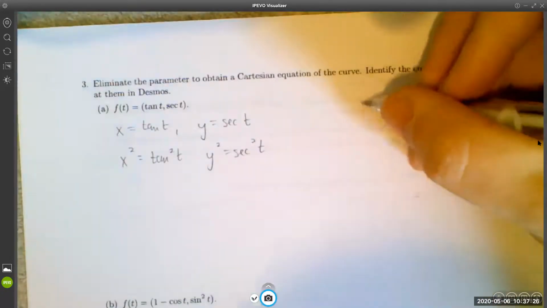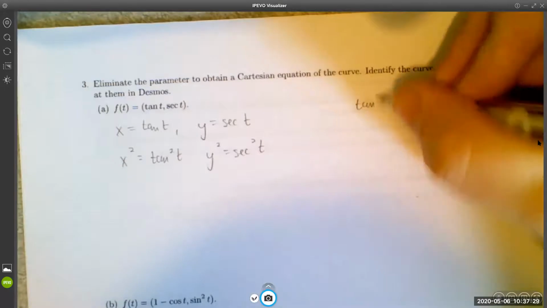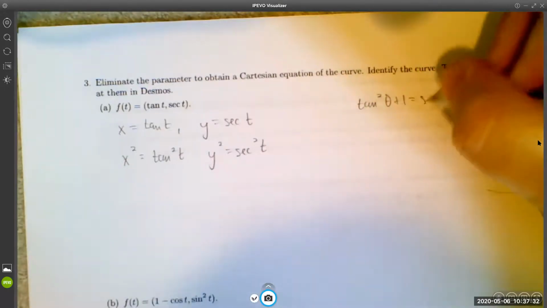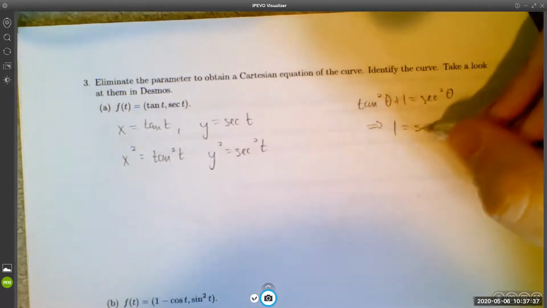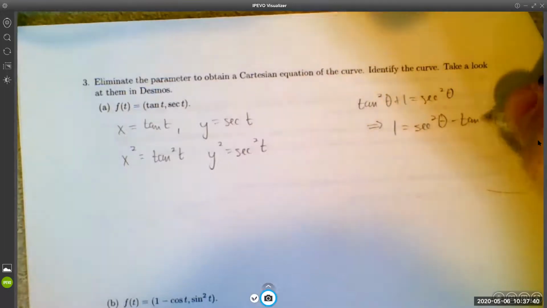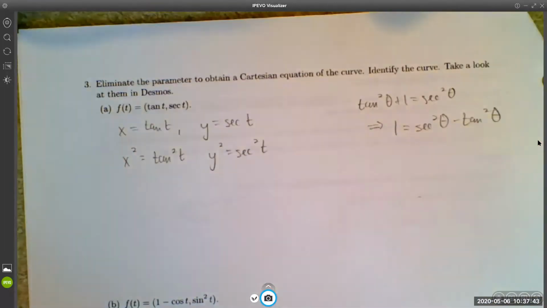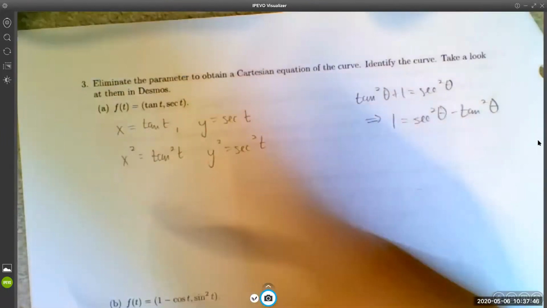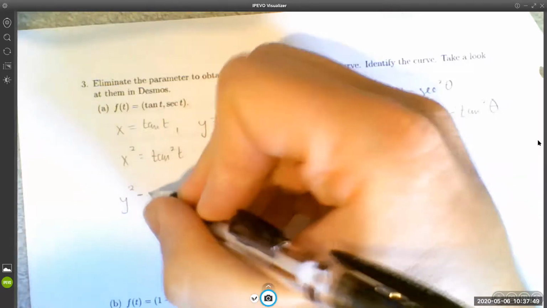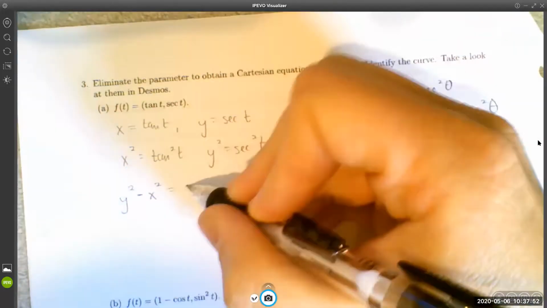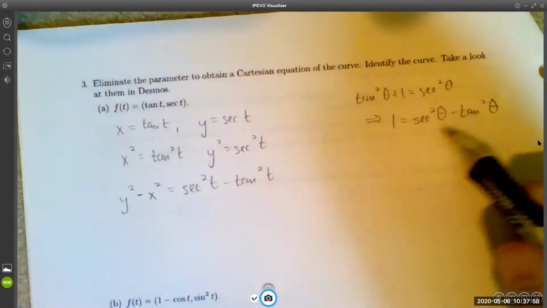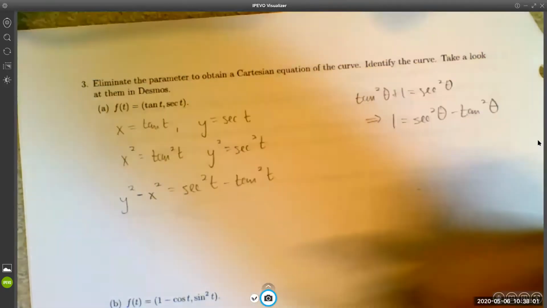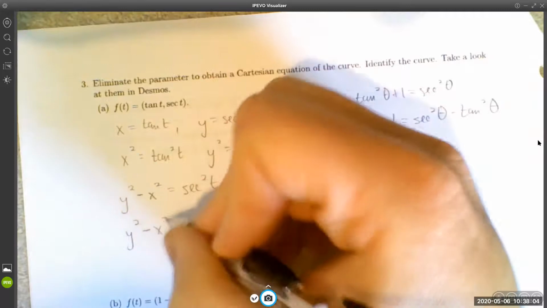Another way to say that, so here's just a little scratch work. So if tangent squared theta plus 1 equals secant squared theta, then 1 equals secant squared theta minus tangent squared theta, right? So in other words, I'm going to say y squared minus x squared equals secant squared t minus tangent squared t. And secant squared t minus tangent squared t should just equal 1. So I get y squared minus x squared equals 1.